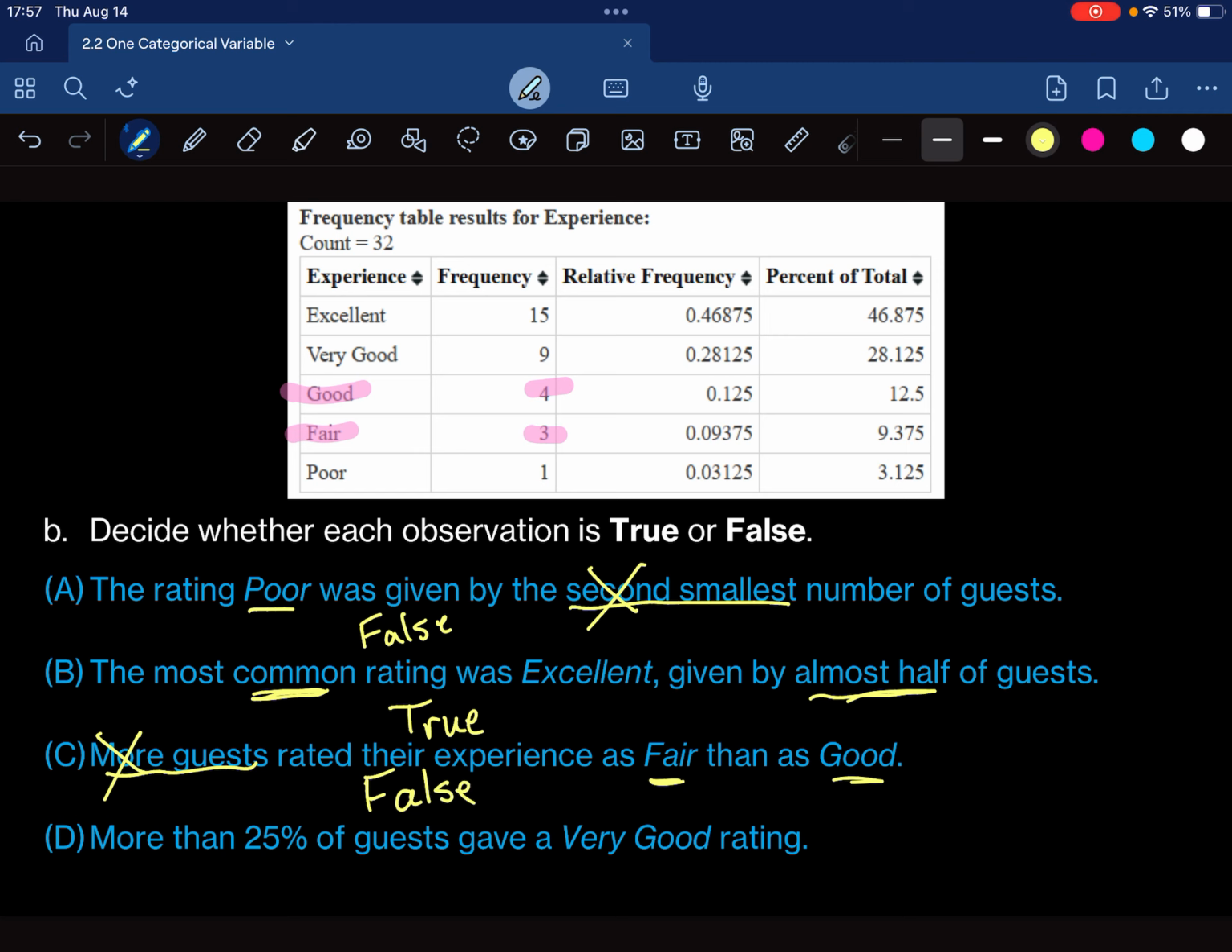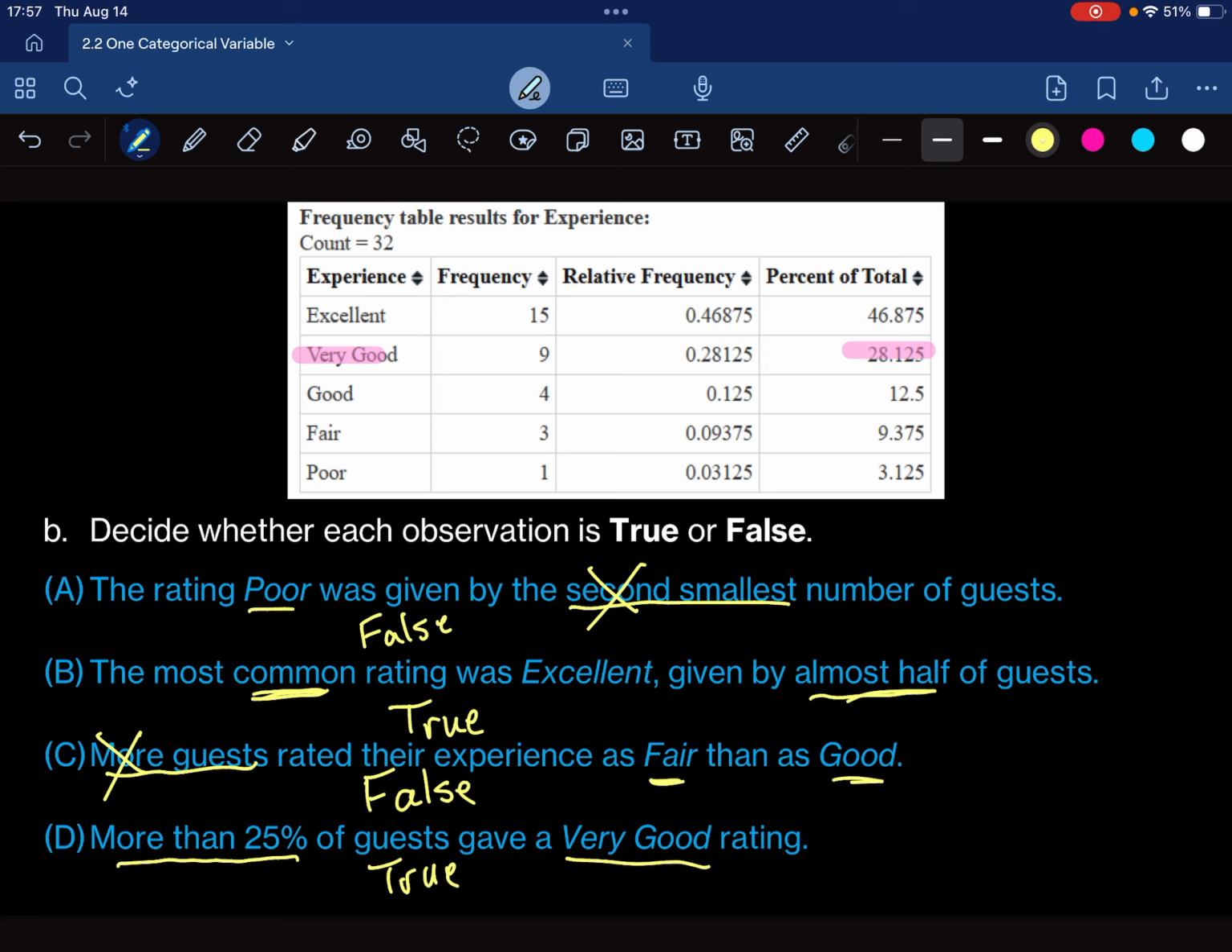And the last one says more than 25% of guests gave a very good rating. So we'll look up here. Let me erase this real quick. We are looking at more than, so something bigger than 25% gave a very good rating. So let's look at very good. We'll go over here to percentages. The percentage is 28%, so this is true. More than 25%, a total of 28% gave a very good rating.